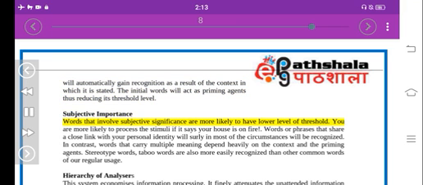Subjective importance. Words that involve subjective significance are more likely to have a lower level of threshold. You are more likely to process the stimuli if it says your house is on fire. Words or phrases that share a close link with your personal identity will in most circumstances be recognized. In contrast, words that carry multiple meanings depend heavily on the context and the priming agents. Stereotype words and taboo words are also more easily recognized than other common words of our regular usage.